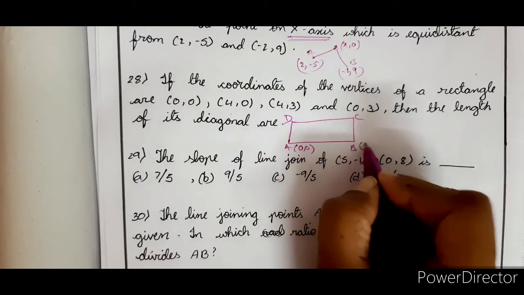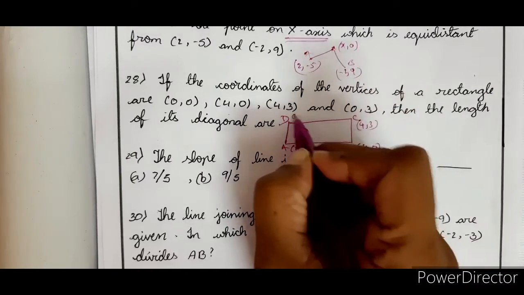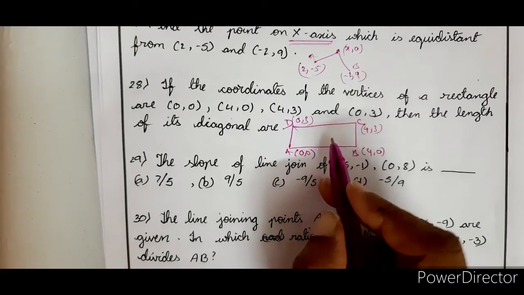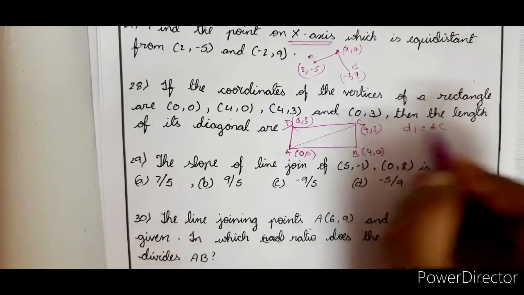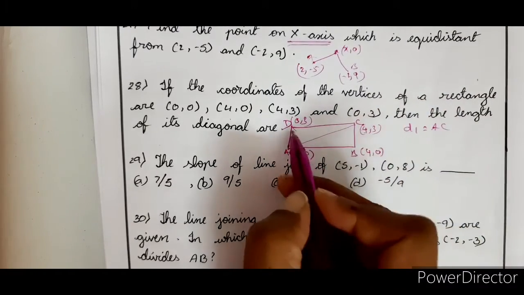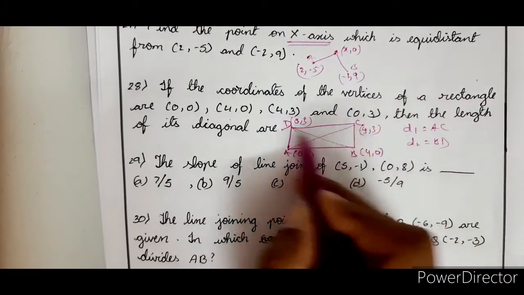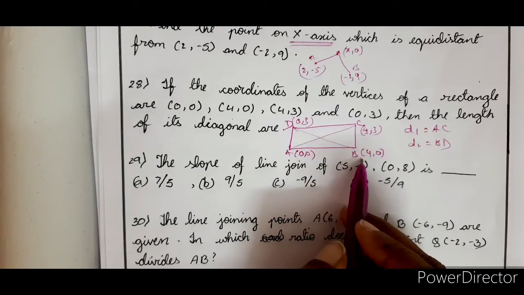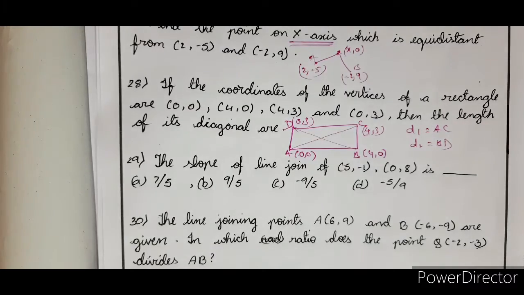0, 0, 4, 0, 4, 3, 0, 3. Like this, the points are. Now the length of the diagonal, that means AC. Diagonal D1 is equal to AC. Find the distance between A and C. Diagonal D2 is equal to BD. Right? So find the distance between these two. Obviously, the two distances must be equal. It is a rectangle. In the case of a rectangle, D1 is equal to D2.